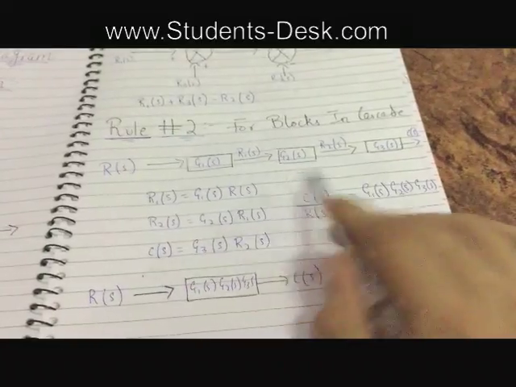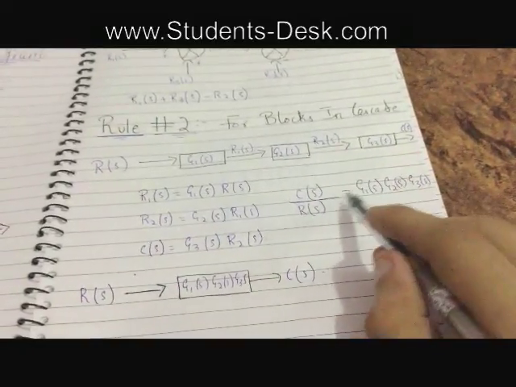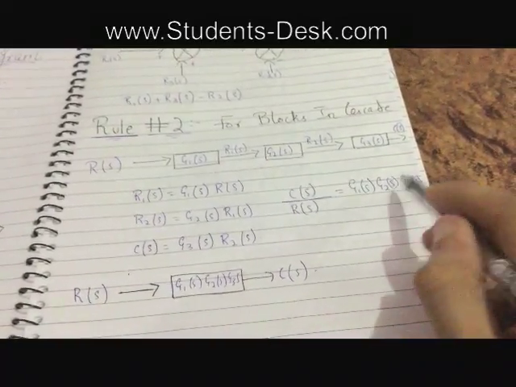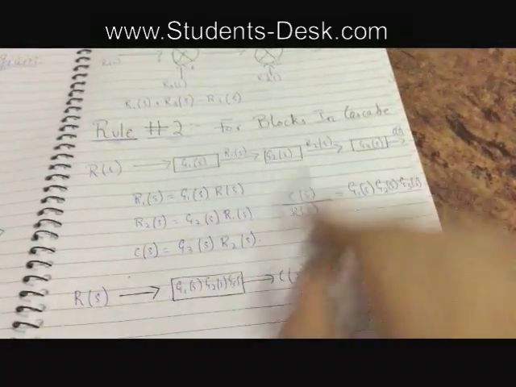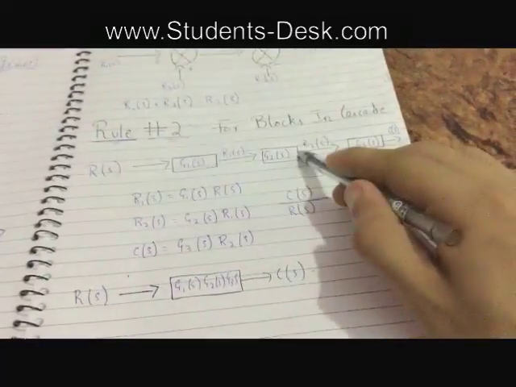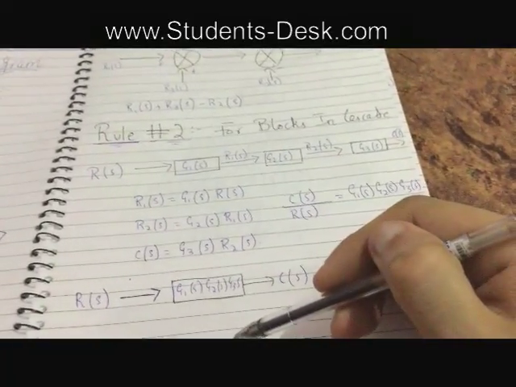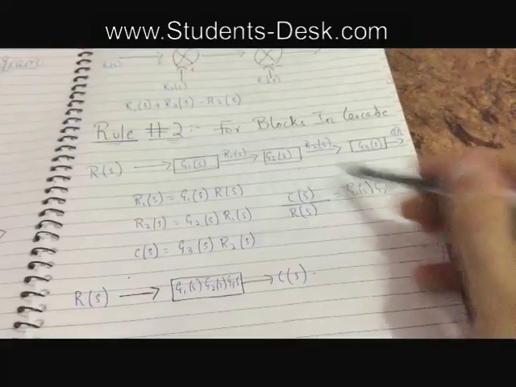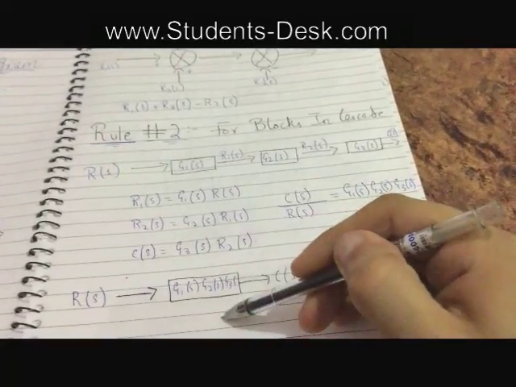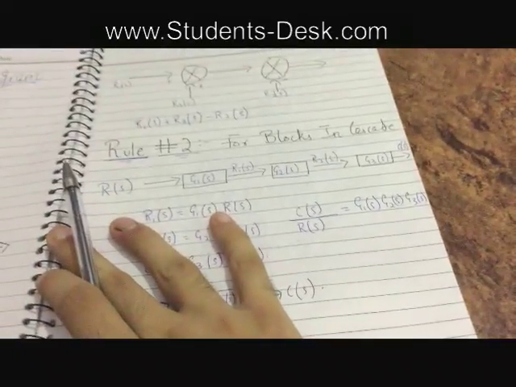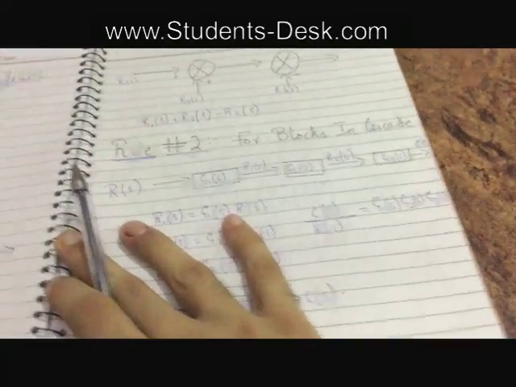Now by the formula of the transfer function, it will be G1(s), G2(s), G3(s). So we can simplify this into this form because this and this are identical, and we have proved it by the transfer function. So we can reduce this one into this one. And this is what the rule for blocks in cascade explains.